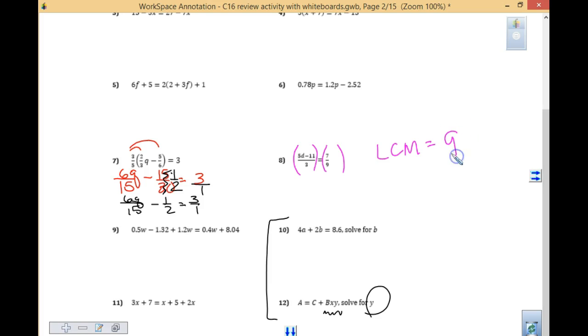And does 3 go into 9? Yeah. So I want to use 9 when I multiply, or else I have to simplify a bunch at the end. So I'm going to multiply both sides by 9. Keep this in a parenthesis. That would be my hint for it.